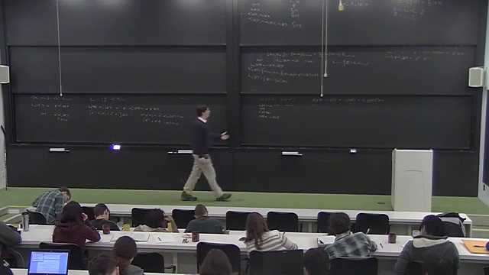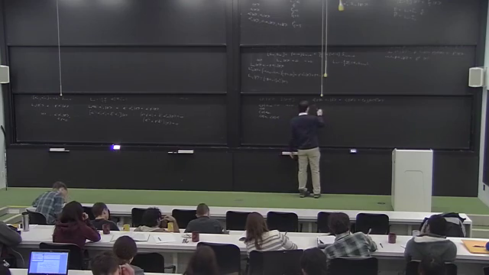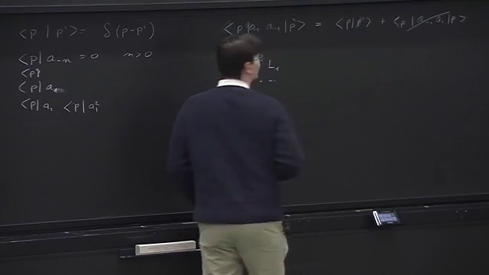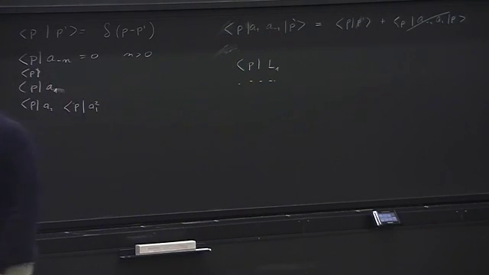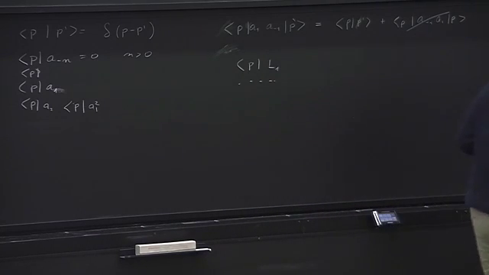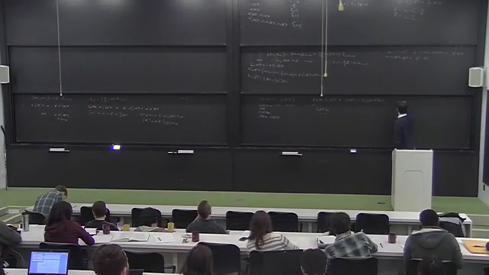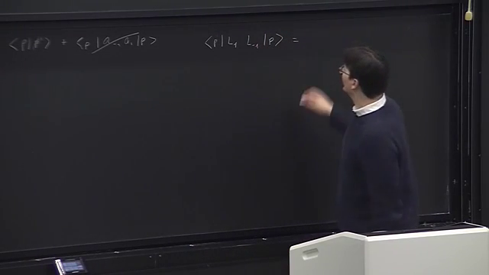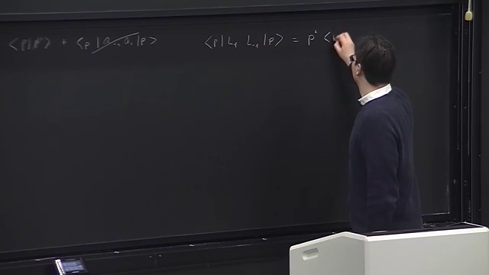Now, of course, you can also build your bras by acting with your L's. But funnily enough, from the point of view of the Virasoro algebra, it's not immediately evident that your inner product is going to be positive definite. For example, if you compute something like this, you get something like p squared.